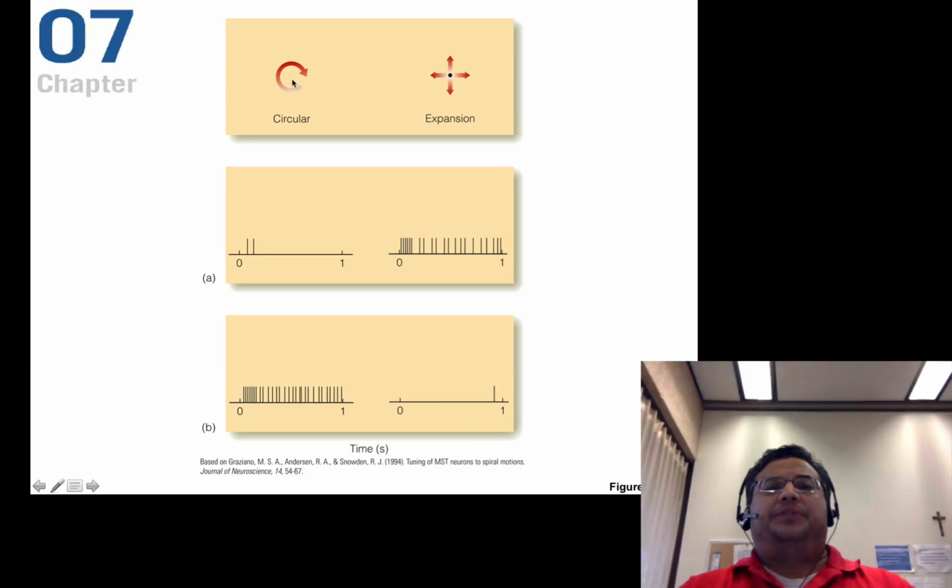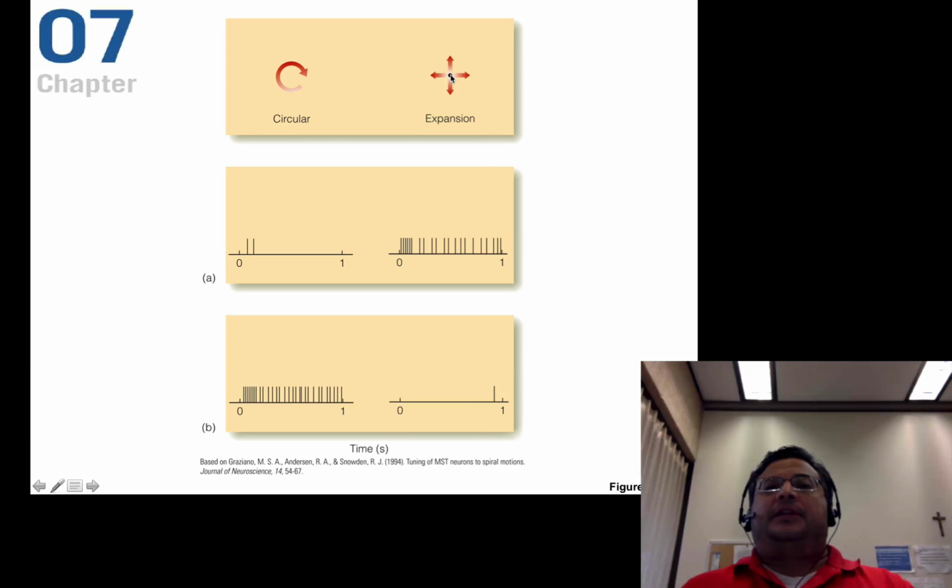For these neurons, for example, in this example here, they would show a pattern that had a bunch of dots moving in a circular fashion. And this neuron here, neuron A, would not be activated by the dots moving in a circular pattern. However, this same neuron would respond vigorously, as you can see here by these little action potential spikes. And this is from 0 to 1 seconds, so this is time in seconds.